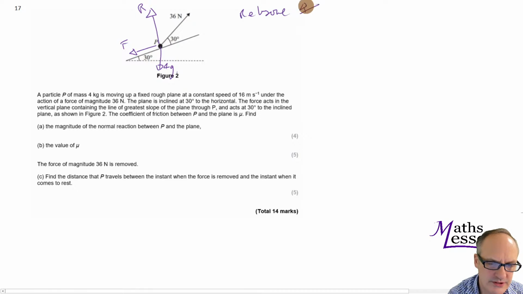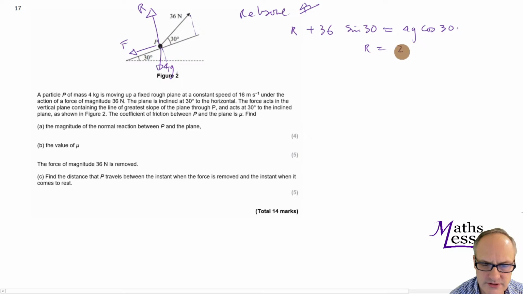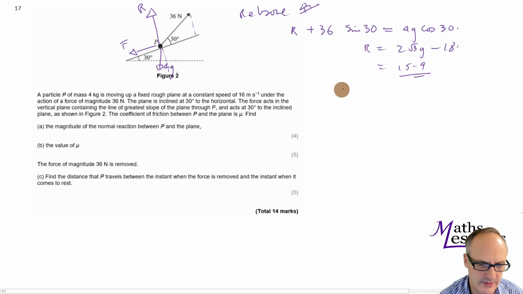So we're going to do perpendicular to our plane, and we're going to get R plus the perpendicular component of the 36. So we're going to get 36 sine 30 degrees equals this component of our mg. So we're going to get 4g cos 30. So we can rearrange this to get R is equal to 2 root 3g minus 18, which comes out to be about 15.9. So that gives us the normal reaction that we've been asked for.